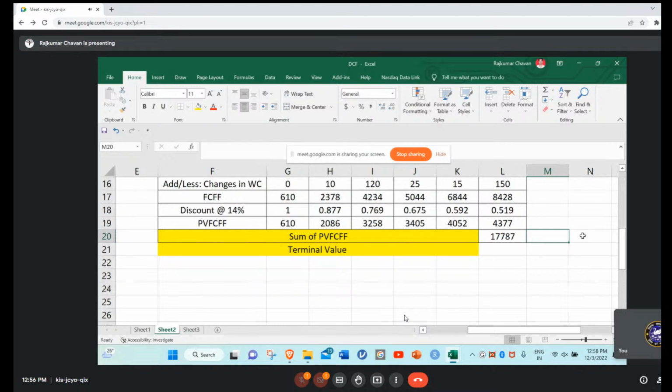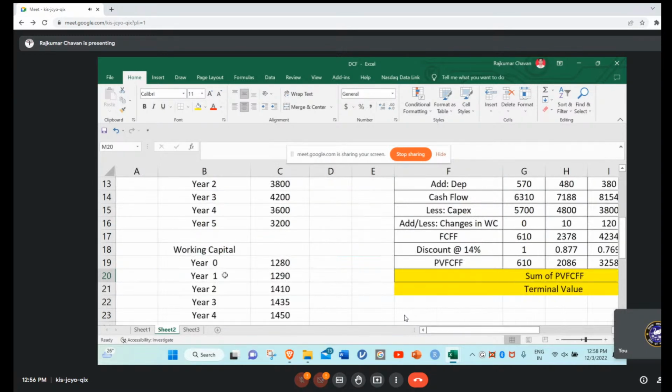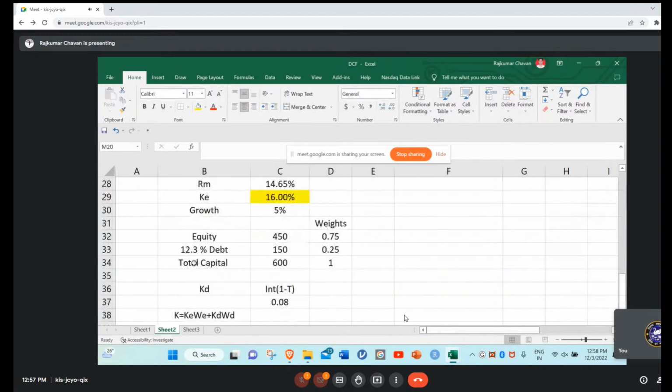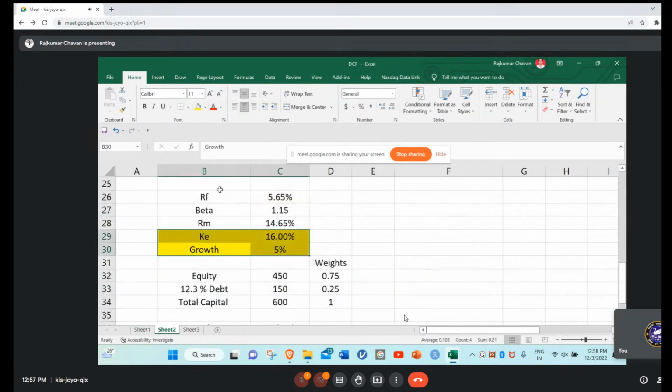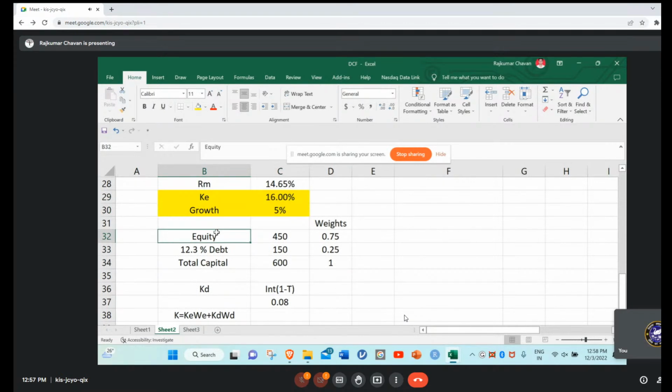Okay? So now what we should do, take the terminal value. If you concentrate carefully, can you see somewhere here what it is called? Growth rate. How much percent? 5%. Remember, there are three types of growth rate. First one is the company's growth rate. After a certain period of time, the company will grow constantly at 5%. If the company's growth rate is not given, then we take the industry growth rate.